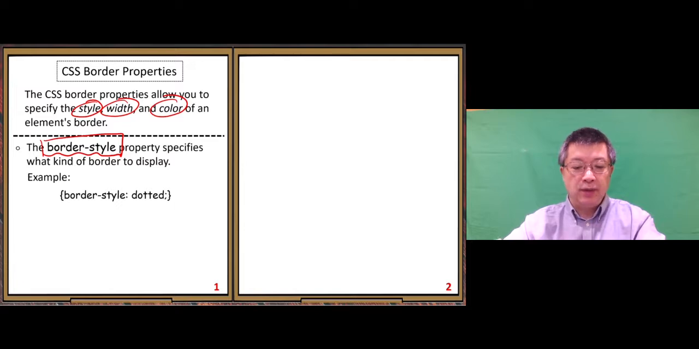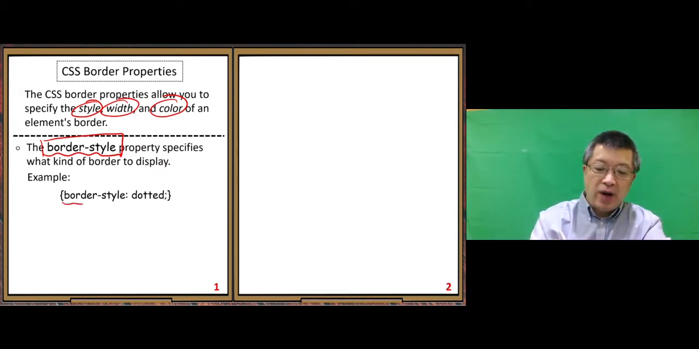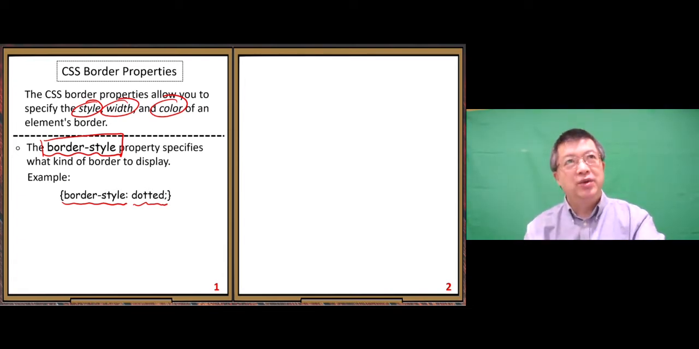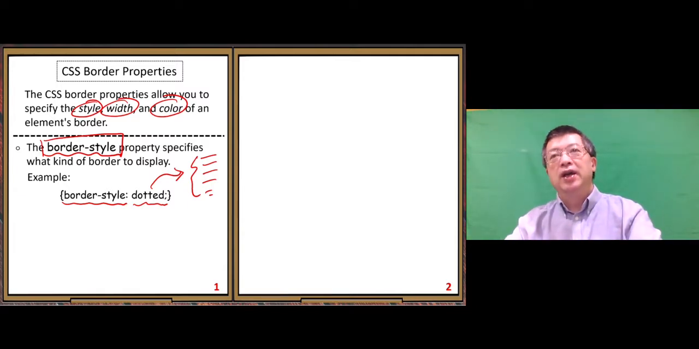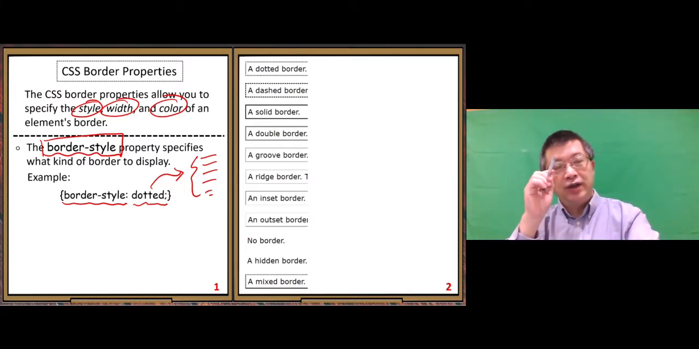Now, an example. One rule, one declaration: property name border-style, colon, style name dotted. There is one style, dotted, semicolon. Okay, this property declaration is complete. And you can change it. There is a list of other styles you can choose. Here, let me show you the picture so you can see for different styles, the look is different.